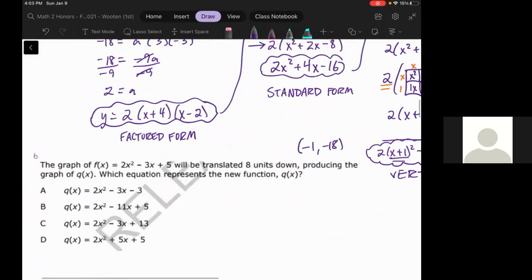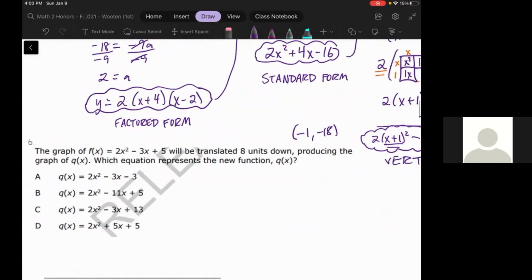Okay, now number 6. The graph of f of x equals 2x squared minus 3x plus 5 will be translated 8 units down, producing the graph of q of x. Which equation would represent the new function? Well, anytime we translate a graph down, remember that has to do with that k number added on the end.